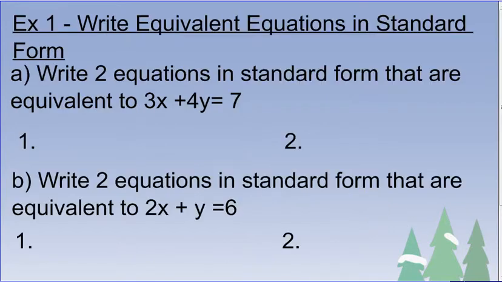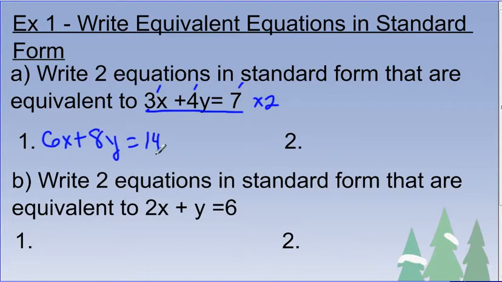Okay? So the first thing we're going to do is it says write two equations in standard form that are equivalent to, and it gives us the equation, 3x plus 4y equals 7. Well, here's what I would do. We're going to take this entire equation, and I'm going to multiply everything. This guy, this guy, this guy, everything, both sides, multiply by 2. Let's see what we get. We would get 6x plus 8y equals 14.